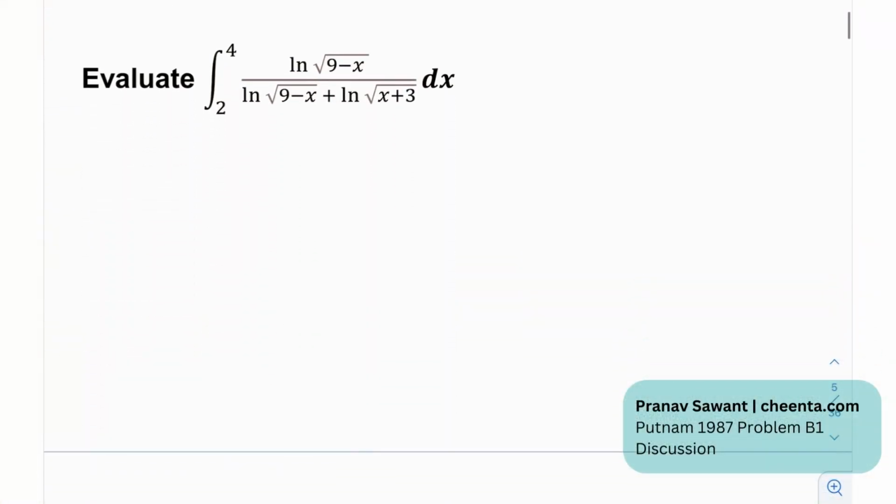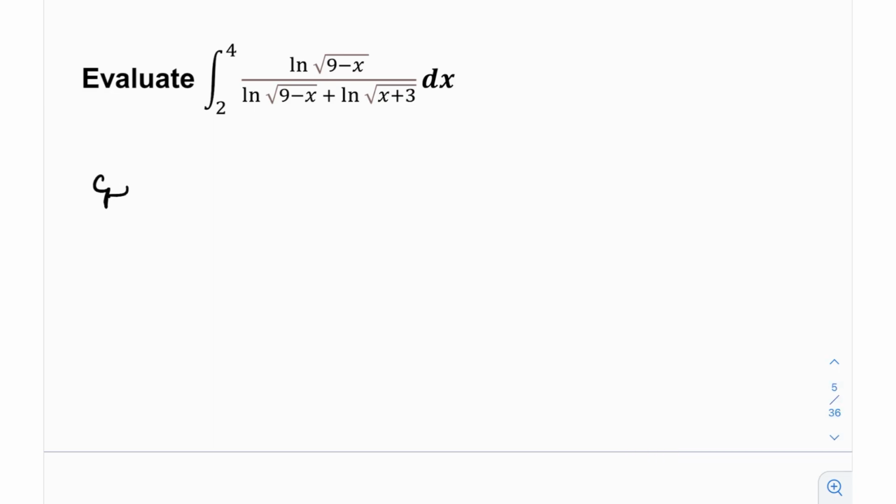Okay, so the question is telling us to evaluate this integral. When you look at this, there is no direct symmetry that you can see, other than the fact that you have this ln root 9 minus x in the numerator and the denominator. But there's not much that you can do with this right up front, and it does look a little bit intimidating as well, right? So maybe before we jump into this, let me draw attention towards the general framework, or a general idea of how we can tackle these kinds of problems.